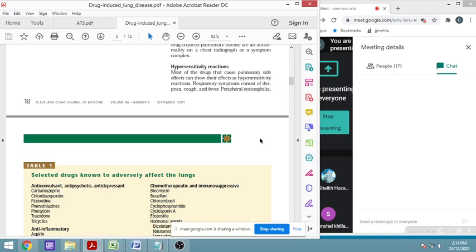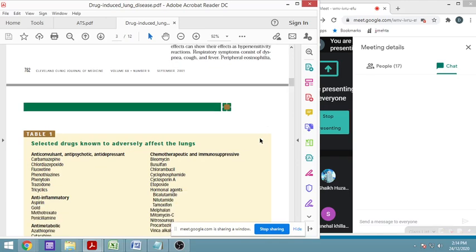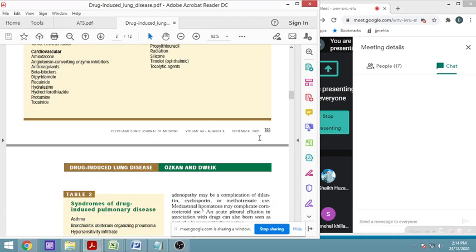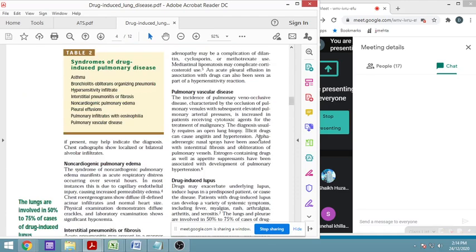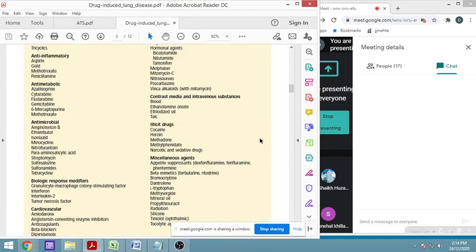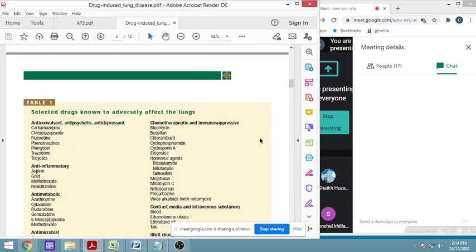It may be dyspnea, that is difficulty in breathing, cough and fever. It may also cause peripheral eosinophilia, that is an increase in the eosinophil count, and it can have many other things. In addition, we can do chest x-rays, as I told you, sonography or CT scans, and other investigations, and we find it. So these are various drugs which are causing lung problems. You can have the list of these drugs.